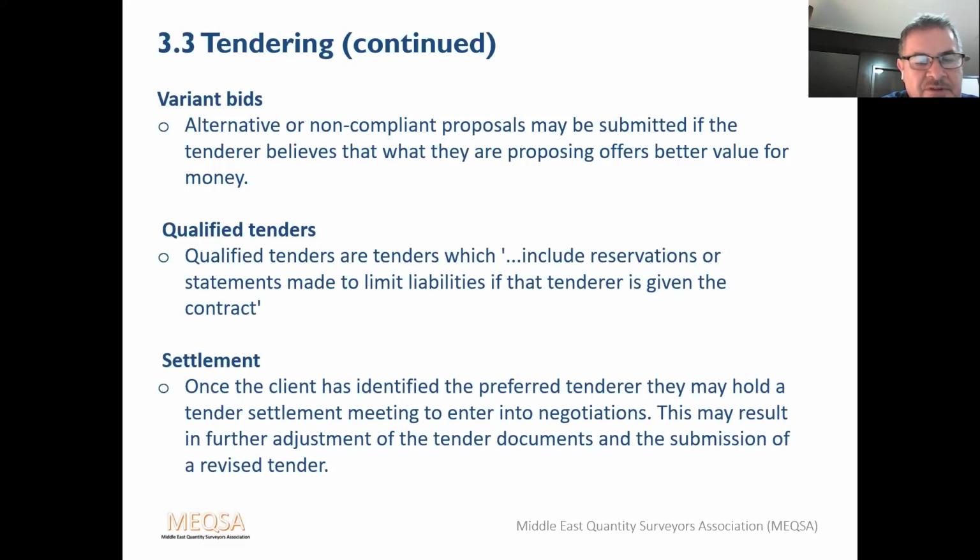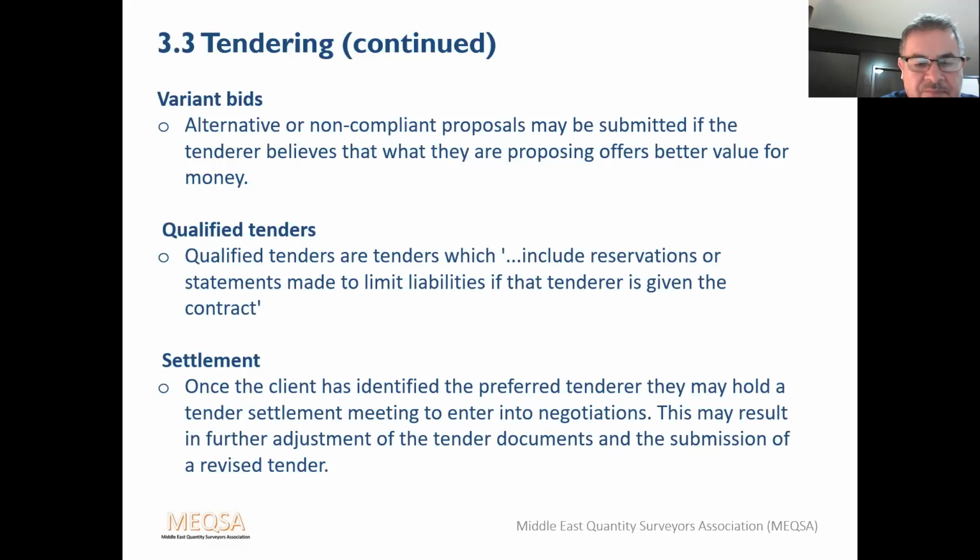In some parts of the world, the contractors submit their tender, and after it's been checked that it's compliant, that all the figures stack up, they're appointed on that basis. In the Middle East, that never happens. There's always a period of negotiation.